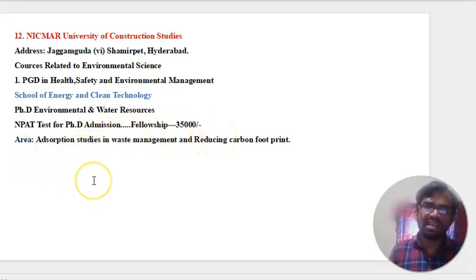So here the areas are adsorption studies, waste management, reducing carbon footprint, and many other water treatment techniques. I think this is one of the best universities for environmental science in the future. These are the 12 best universities and institutions for offering a PhD in environmental science, especially in Hyderabad.